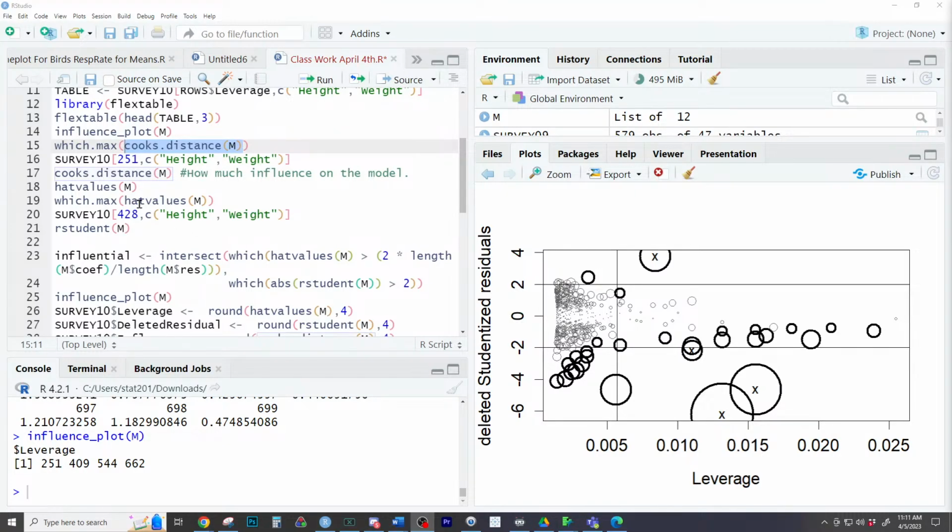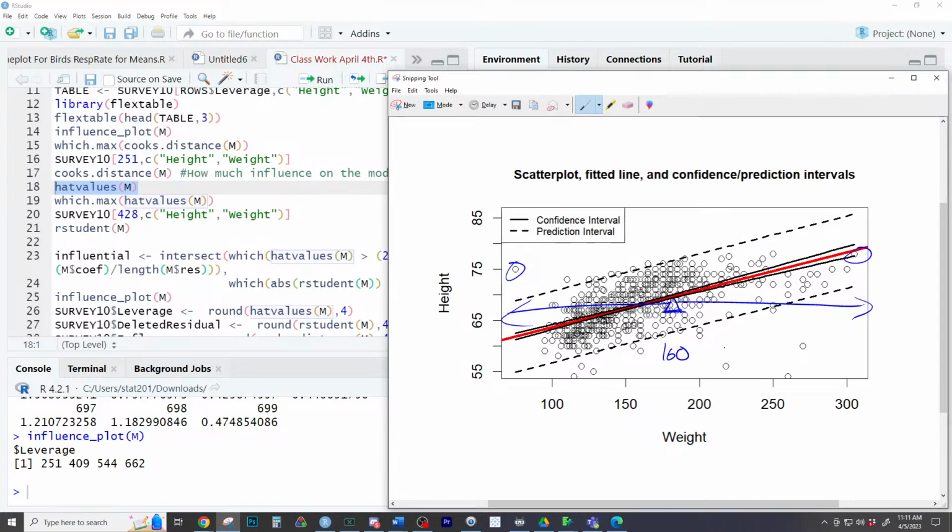Next, we have the Hatz value, which is going to be the amount of leverage. Now be careful, something with 0 leverage would actually be at the mean of the X values right here.